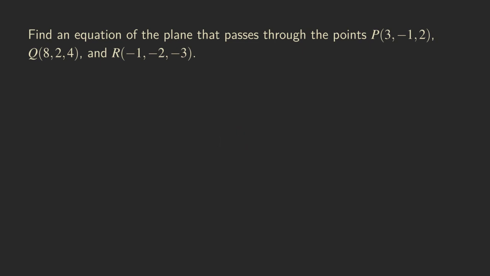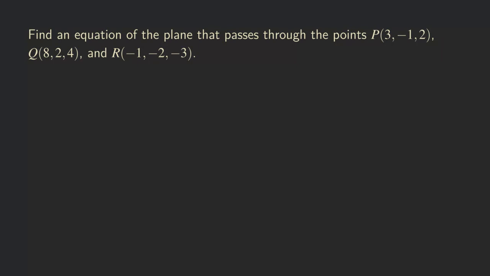Today, let's talk about finding an equation of the plane that passes through 3 points. The 3 points are given here: P, Q, and R. If those 3 points are not collinear, then they determine a unique plane that contains all 3 points. So how do we find the equation?